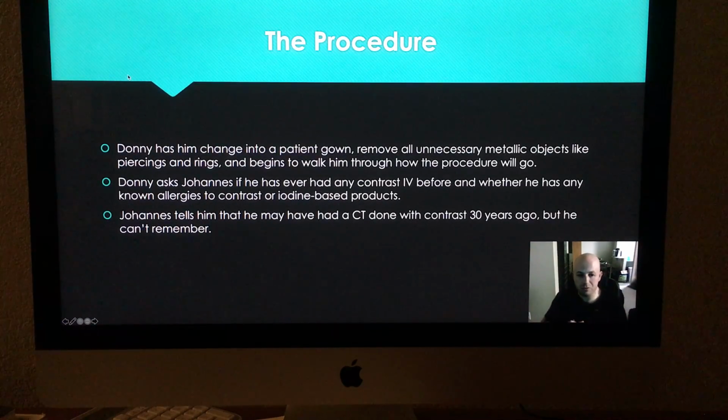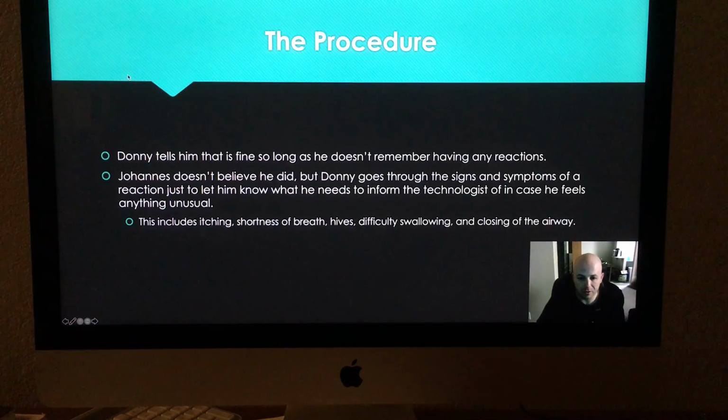Donnie has him change into a patient gown, remove all unnecessary metallic objects like piercings and rings, and begins to walk him through how the procedure will go. Donnie asks Johannes if he has ever had any contrast IV before and whether he has any known allergies to contrast or iodine-based products. Johannes tells him that he may have had a CT done with contrast 30 years ago, but he can't remember. That is a long time. I don't think I could remember that long.